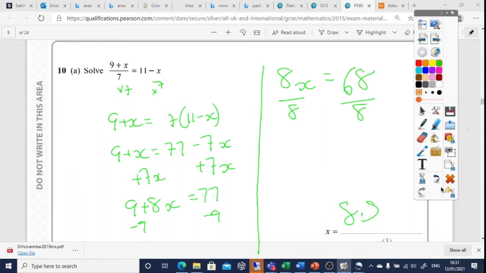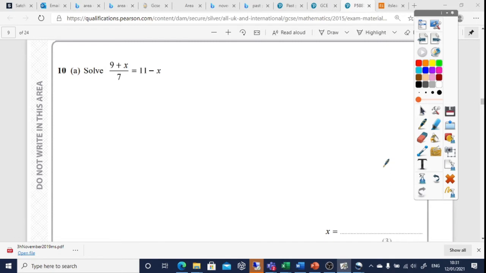Just go a bit further down for a second.